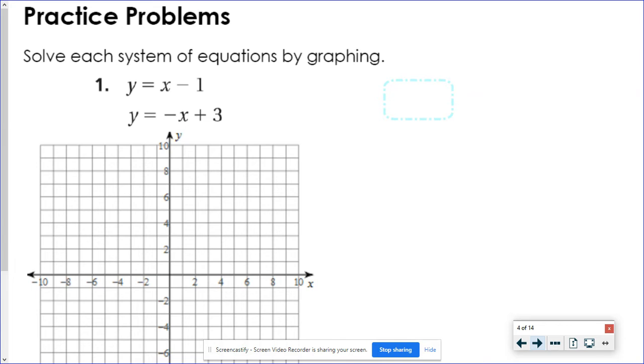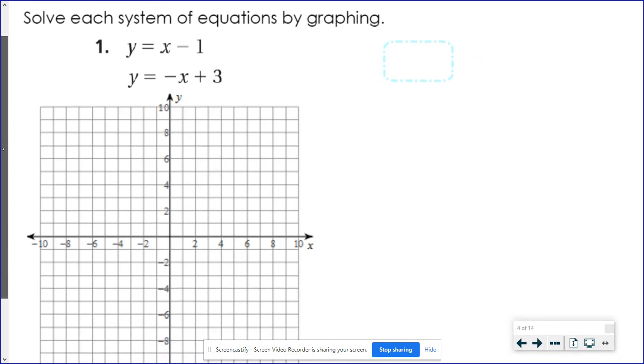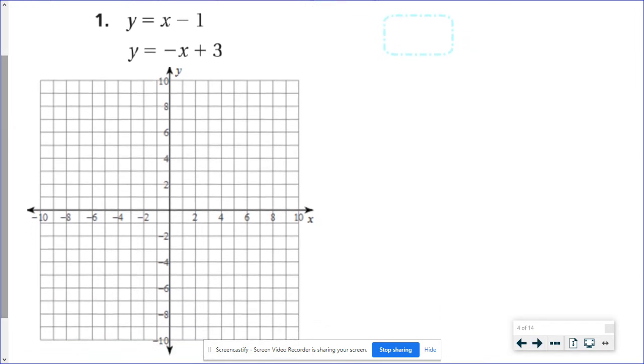In this problem, I've got these two equations again that I'm going to be graphing. I want to graph them, see where they cross, and then I can check the solution. So for my first equation, y equals x minus 1, or I can make my slope in there also. It's beginning at negative 1. My slope is positive 1, so up 1 over 1. So here's my first line.